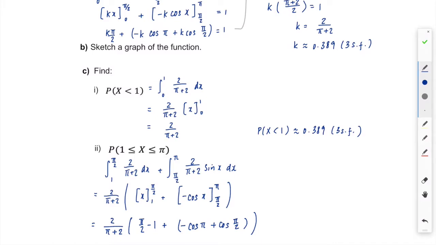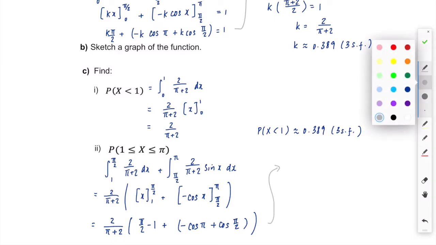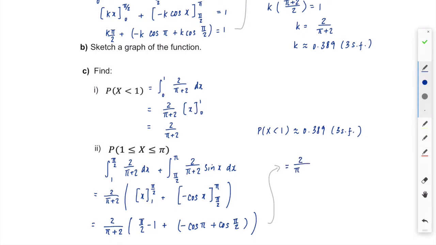Okay, maybe I'll do that. So let me move to the side here. Seems like we're being cut off at the bottom. So here I have 2 over pi plus 2 times pi over 2 minus 1. Negative cos pi is minus 1. So plus 1. And cos pi over 2, that's 0. So that's nice. This is just pi over 2 in brackets.